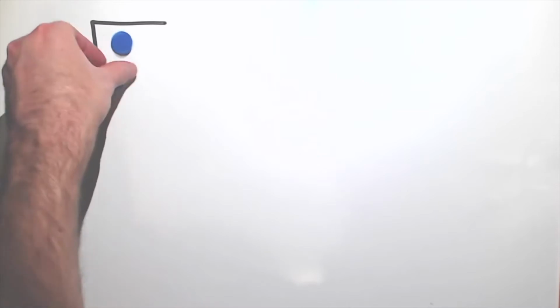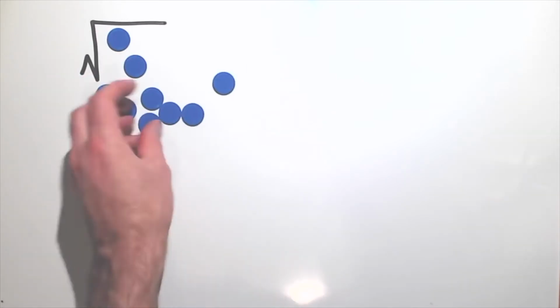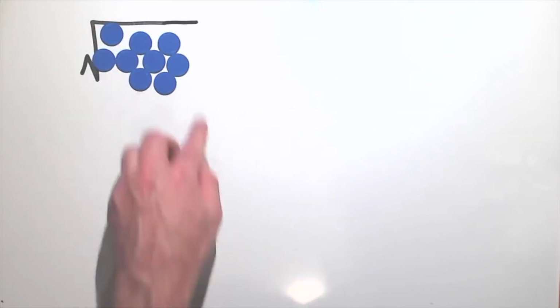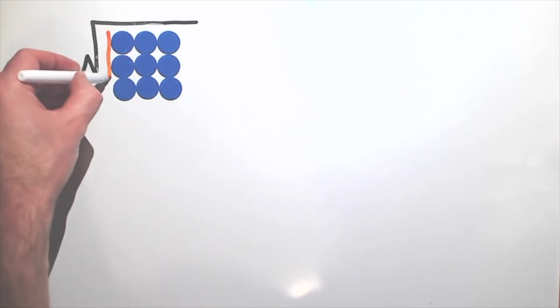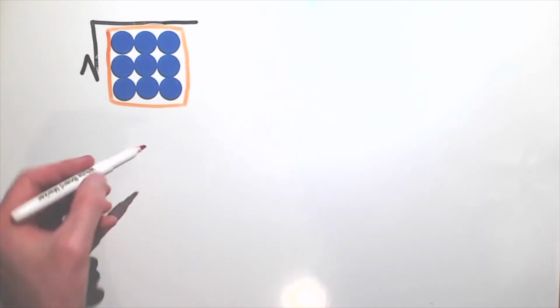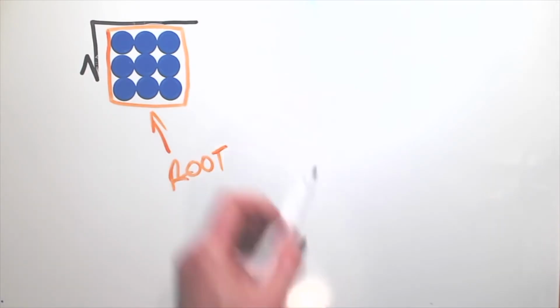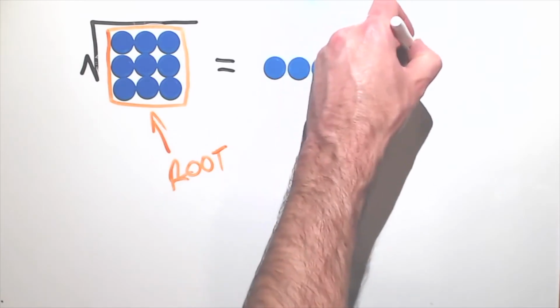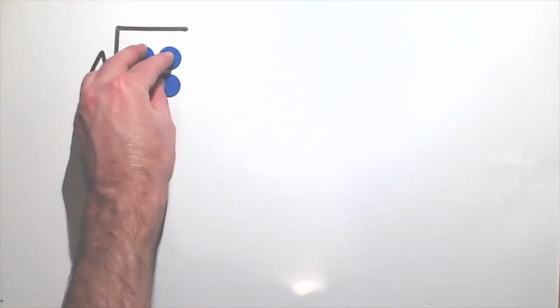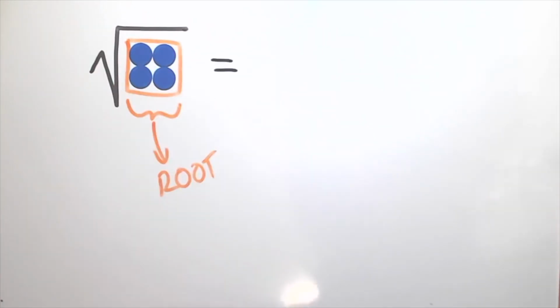Let's bring our counters back to explore the square root function. If we want the square root of 9, we can replace the digit 9 with 9 counters. We then form this into a square and count the number of counters along one side. This is the root of the square, or the square root. Therefore, the square root of 9 is equal to 3. Let's try another number, 4. Again, form 4 counters into a square and count the side length of 2 counters.